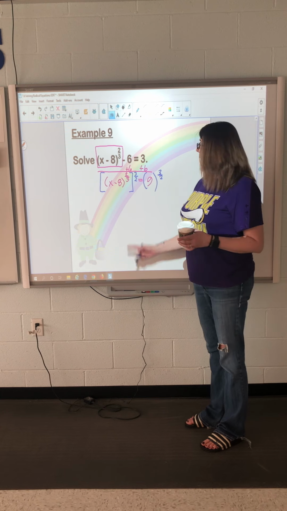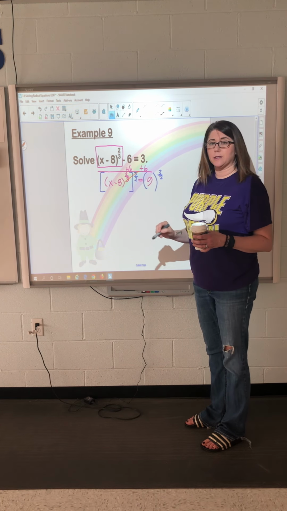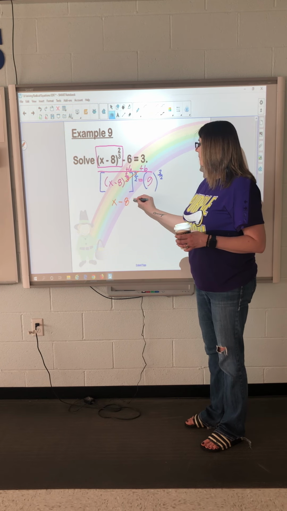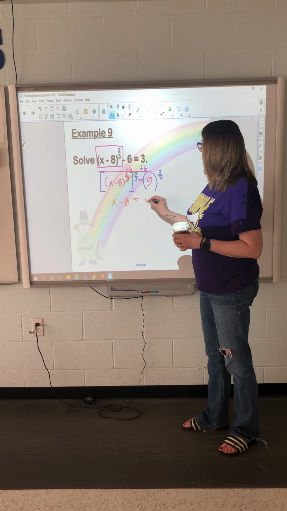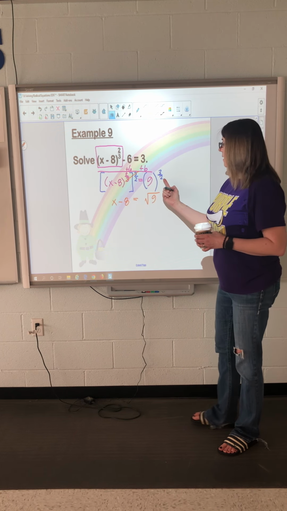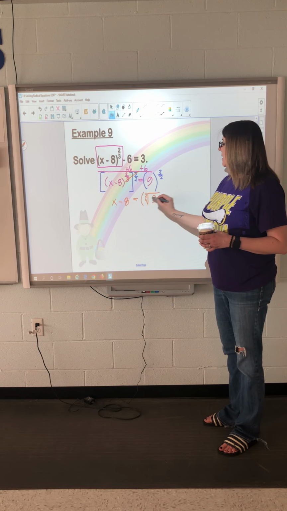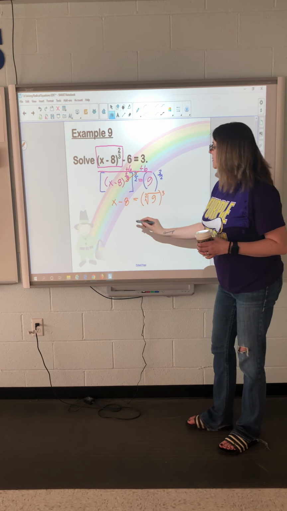So remember what's going to happen. The 2/3 exponent and the 3/2 exponent, they're going to cancel each other out. So we're going to be left over here with an x minus 8. On the right side, I'm going to rewrite that in the form of a radical. So underneath the radical, I have a 9. The denominator, 2, is my index. And the outside exponent is going to be a 3 because that's what the numerator was.